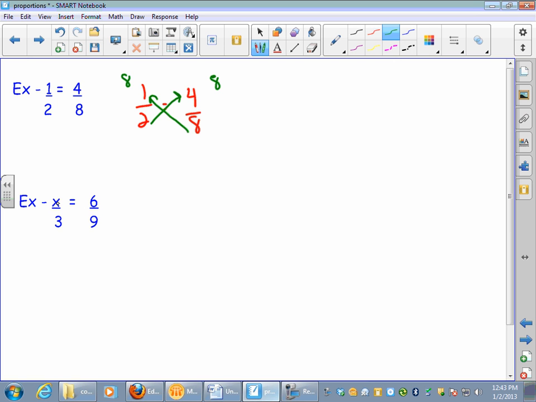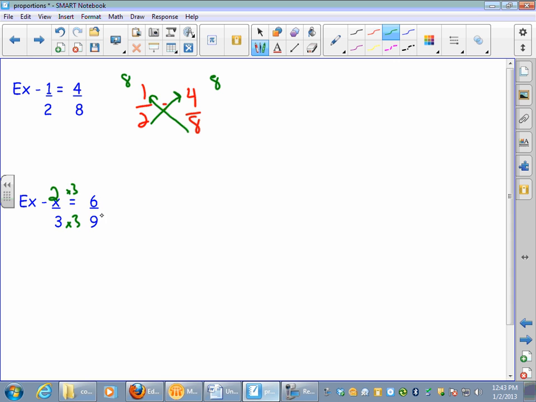I need to find it. And I can use any of those things I just talked about up here. For example, on this, I notice the bottom here is 3, the bottom there is 9. So I can say to myself, well, if I just multiply by 3, that's going to give me 9. So what could I multiply by 3 to give me 6? And then I should know that that would be 2.